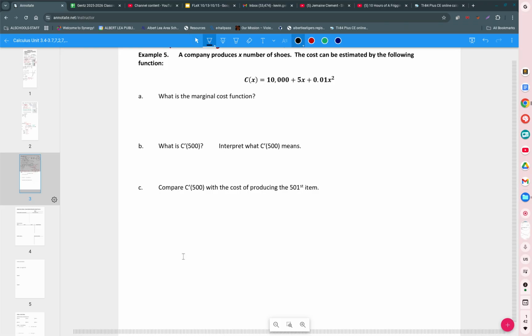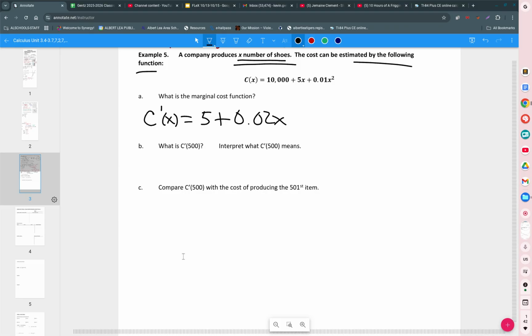Anyway, a company produces X number of shoes. The cost can be estimated by this function there. Okay? So what is the marginal cost function? The marginal cost function is just C prime of x. What is the derivative of 10,000? 0. What's the derivative of 5x? 5. And the derivative of 0.01x squared is going to be 0.02x. Pretty simple, right?